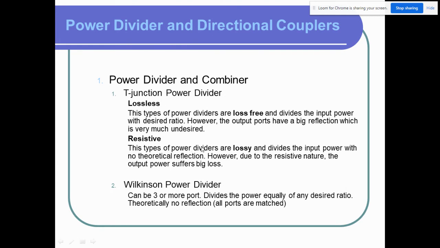To resolve this issue, the Wilkinson power divider has been invented, which actually solves both issues. It is loss free, and it can equally divide, or it can divide in any other ratio, let's say 1:2, 2:3, 3:6, 1:3, into two different ports or multiple ports. And theoretically, there is no reflection, which means all the ports are matched.